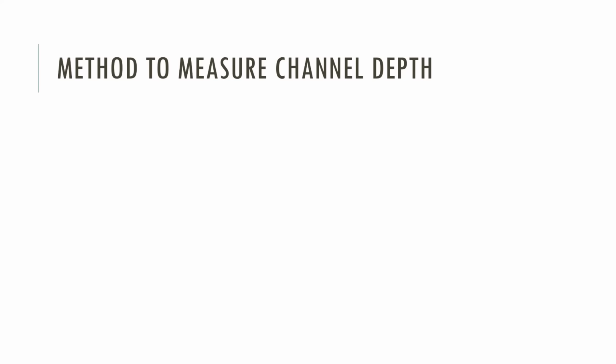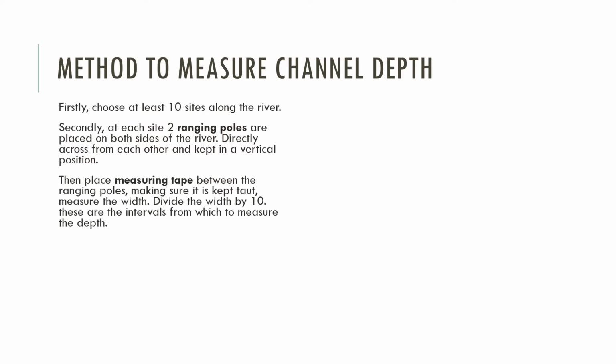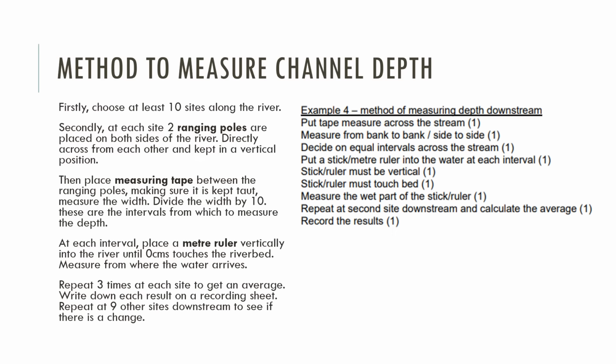So, a method to measure channel depth. Firstly, choose at least 10 sites along the river. Secondly, at each site, 2 ranging poles are placed on both sides of the river, directly across from each other, kept in the vertical position. And as you can see here, it's very similar to width, but obviously now I'm measuring the depth. So if I go back to the mark scheme, you can see, again, I am ticking all of the boxes required for this mark scheme.